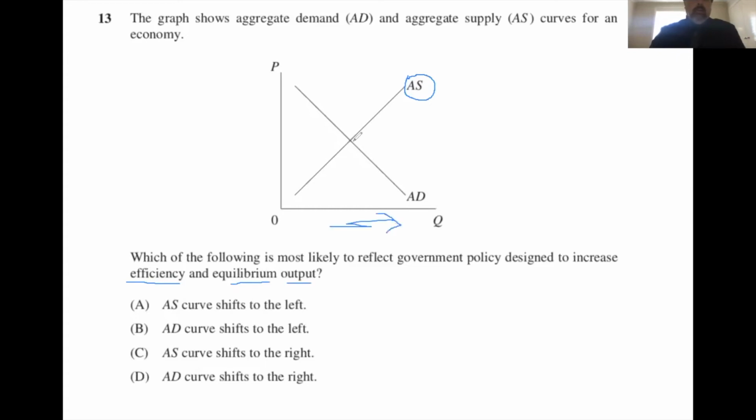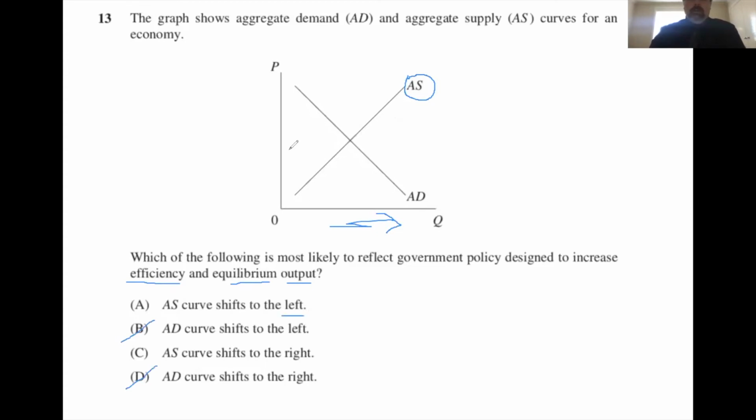So don't think that equilibrium is a higher level in terms of the intersection of supply and demand. So to me, it's a supply side question. So we can cross out demand. So we're left with, is it a shift to the left?